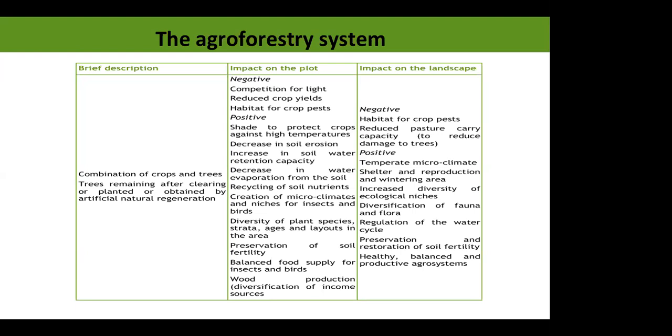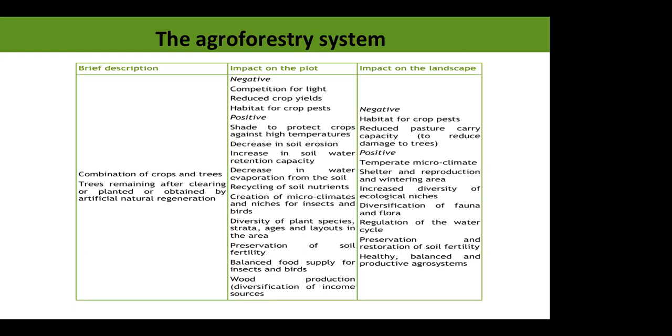But what are the positive impacts on the plot level? Shade to protect crops against high temperature, especially the vegetables. You have shade to cover them up, especially during the high temperature seasons. Then there's decrease in soil erosion because you have a lot of trees planted. There's increase in soil water retention capacity because of the trees that are combined with the vegetables or with the other crops that you plant. There's decrease in water evaporation from the soil.